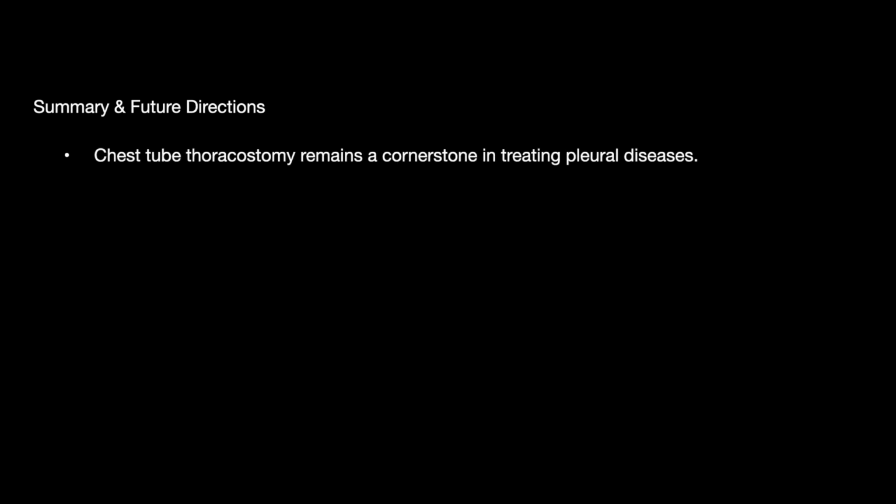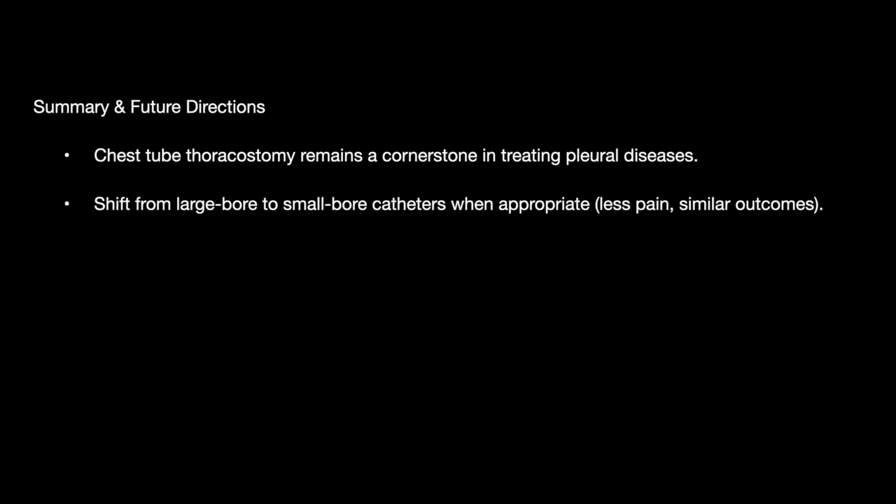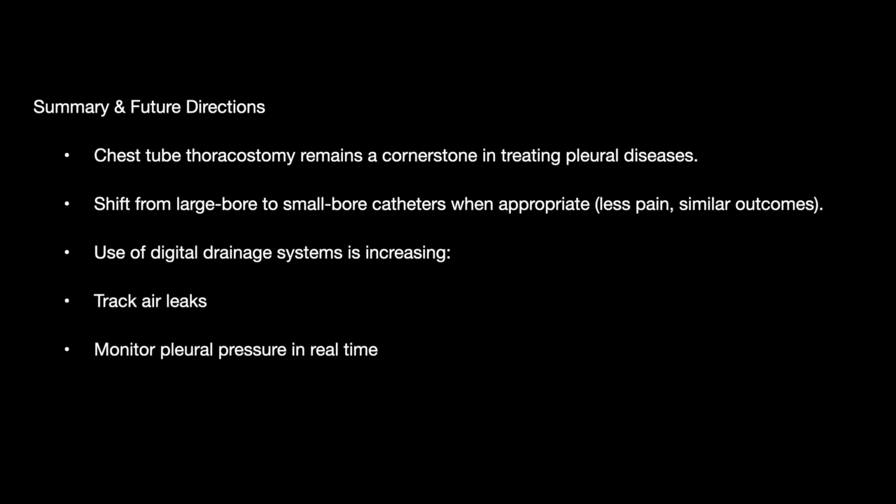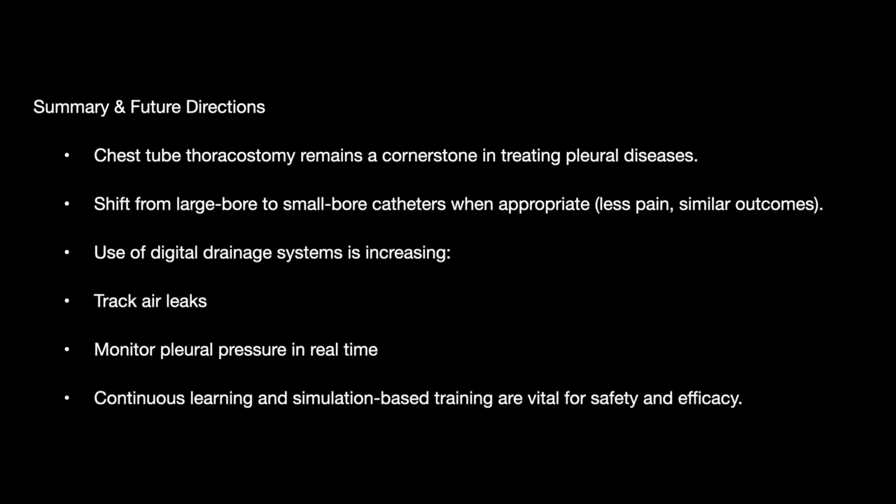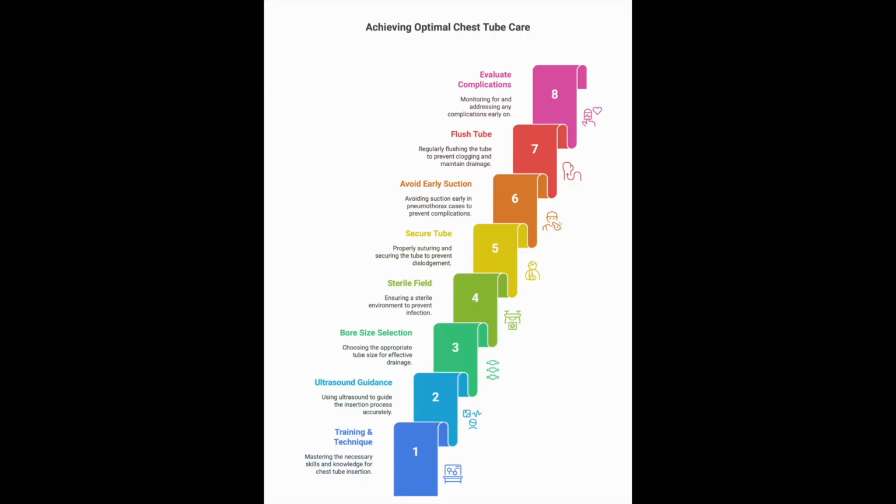Regarding the summary, chest tube thoracostomy remains the cornerstone to treat pleural diseases. Shift from large to small bore whenever appropriate because it is better. Use digital drainage systems because they help in tracking the air leaks. Monitor pleural pressure in real time. Continuous learning and simulation is important.